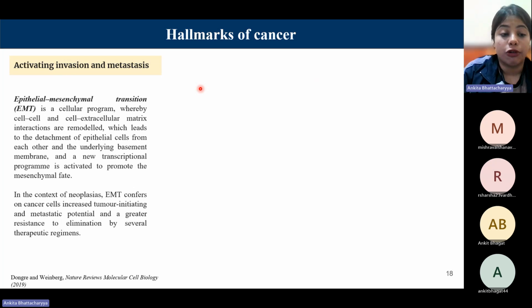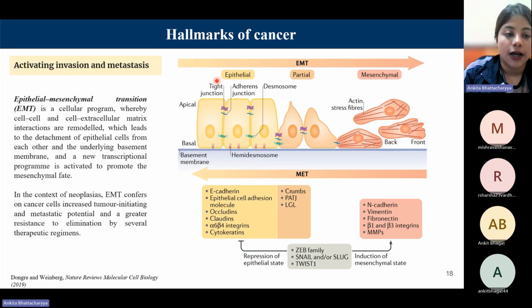One major program which helps in activating and facilitating this process is known as EMT, otherwise known as epithelial mesenchymal transition. If you remember, I had asked this in one of the question boxes in the previous slide. EMT, or epithelial mesenchymal transition, is a cellular program whereby cell-cell and cell-extracellular matrix interactions are remodeled, which leads to the detachment of epithelial cells from each other and the underlying basement membrane, and a new transcriptional program is activated to promote the mesenchymal fate.